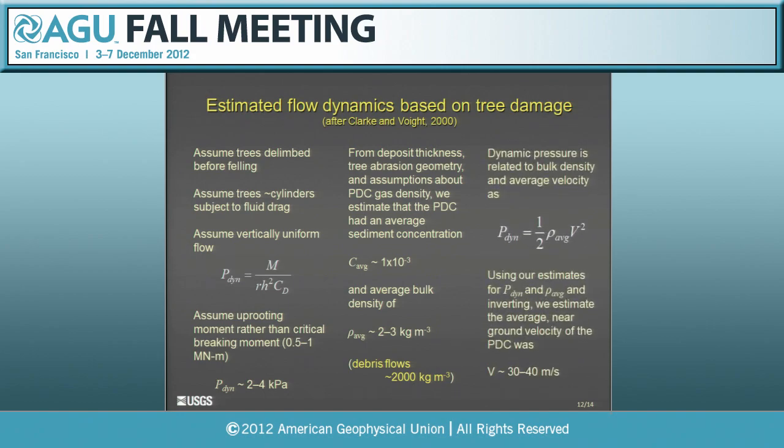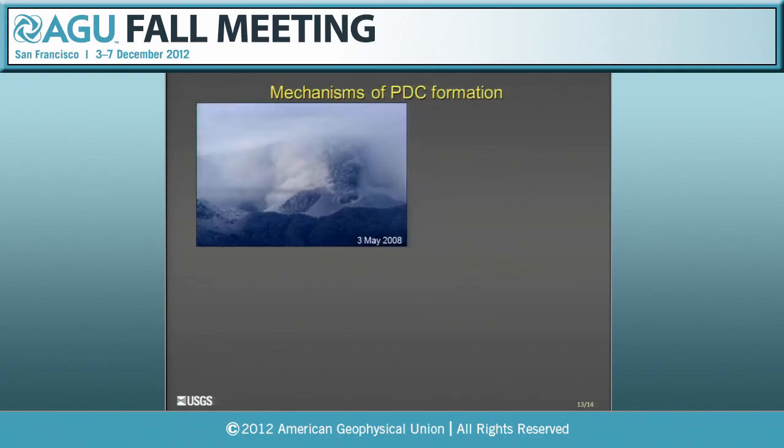And then if you use this equation to relate dynamic pressure to velocity and average bulk density, we can invert this equation, and by using our estimates of dynamic pressure and average bulk density, we end up estimating velocity on the order of 30 to 40 meters per second. If you think back to the plots Amanda showed, these numbers are all fairly consistent with that first-cut dilute model that she showed. So we think we're in the ballpark, and these are just order of magnitude numbers. So now the mechanism of formation.